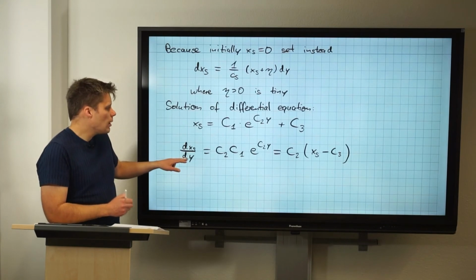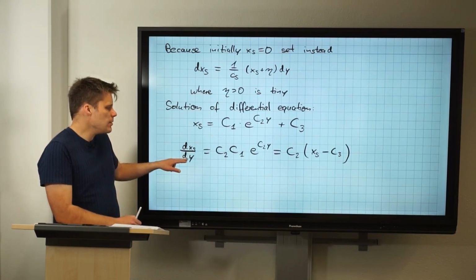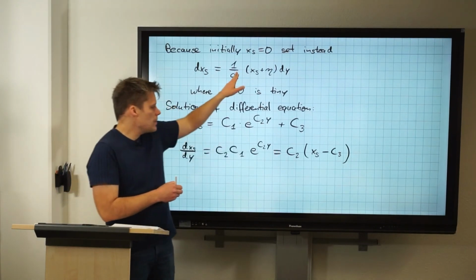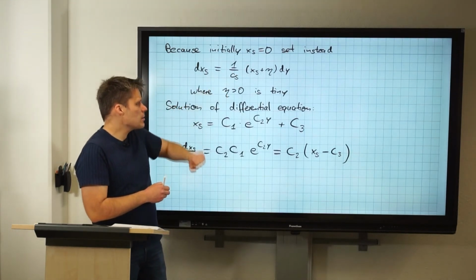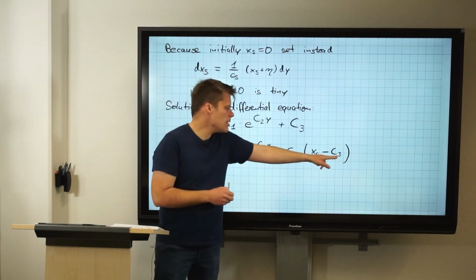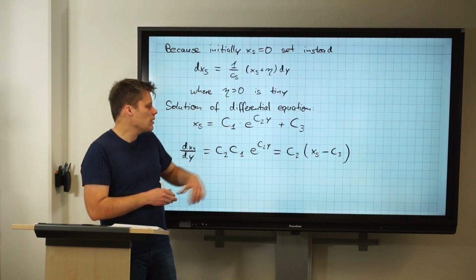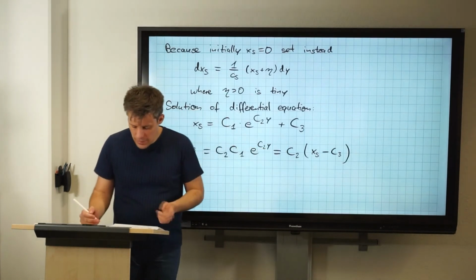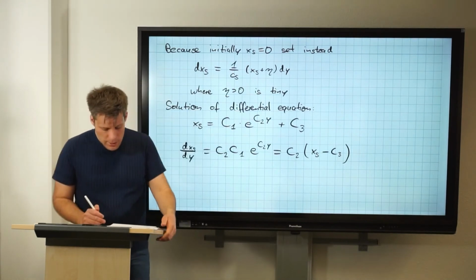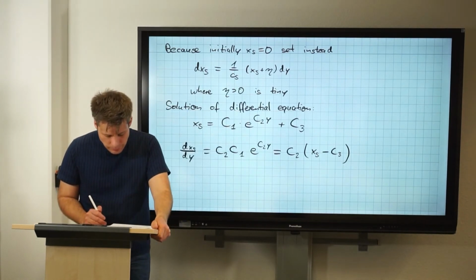So how big will these things have to be so that this is exactly this much? Well, this C3 will have to be minus eta. The C2 will have to be 1 over cs.